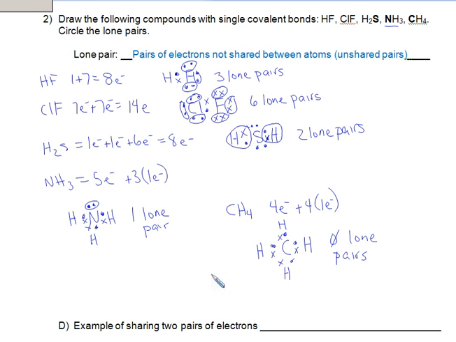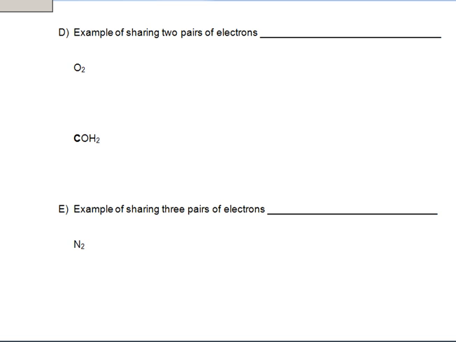Next we're going to look at sharing 2 pairs of electrons. If we share 2 pairs of electrons, this is called a double covalent bond.